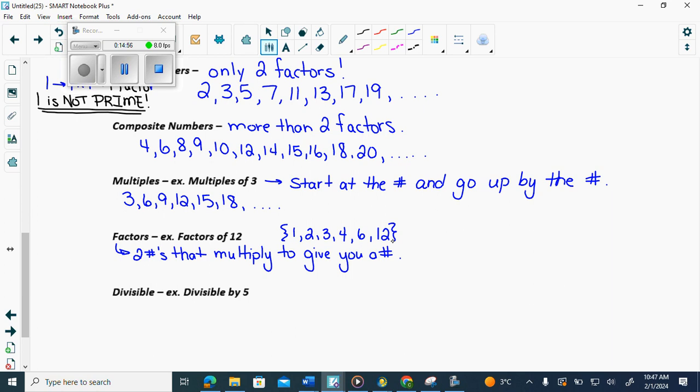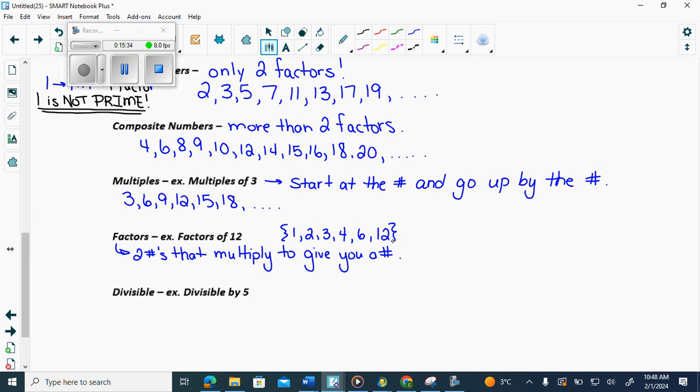Divisible by 5. Is 10 divisible by 5? Yeah. What about 15? Yeah. What about 12? No. So if we divide it by 5 and we get a remainder, then it's not divisible, correct? Like 12 divided by 5 is 2 with 2 left over. It doesn't go in evenly, it would be a decimal. So if you typed 12 divided by 5 into your calculator, you get a decimal. Do you agree? So divisible means it goes in evenly.